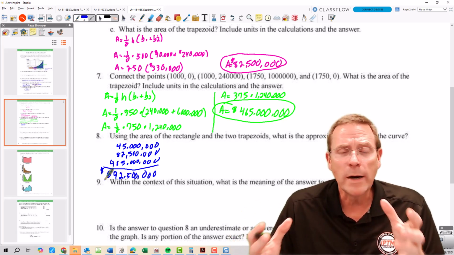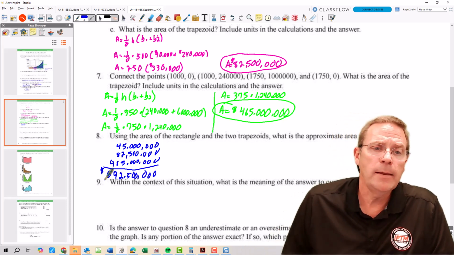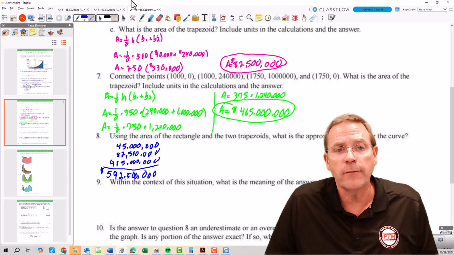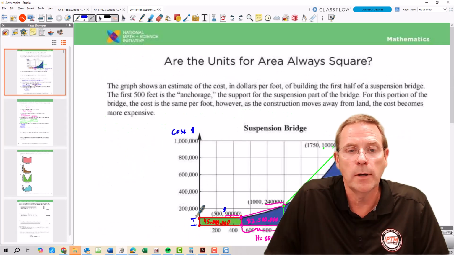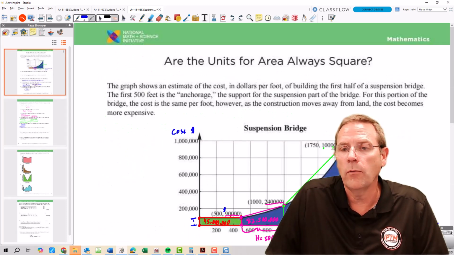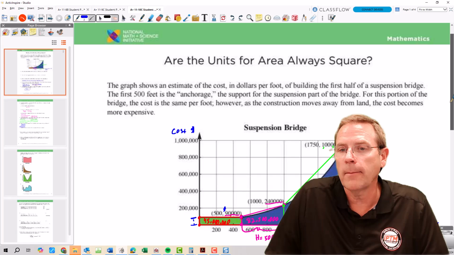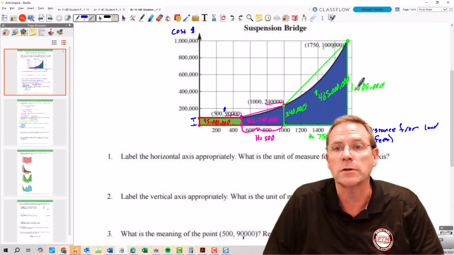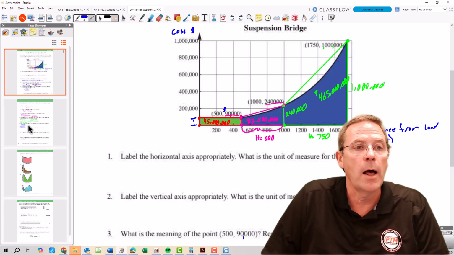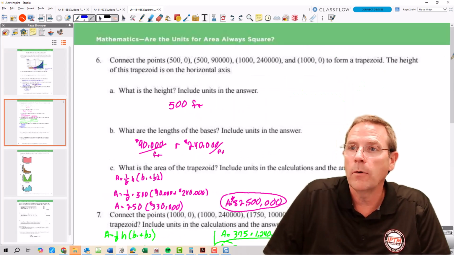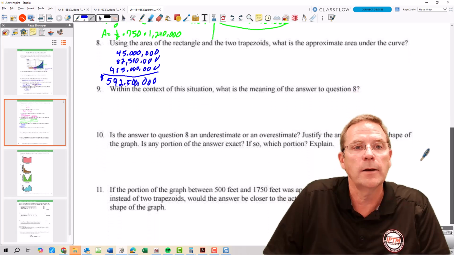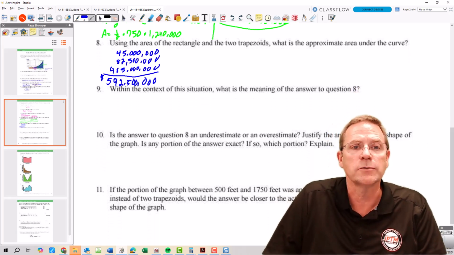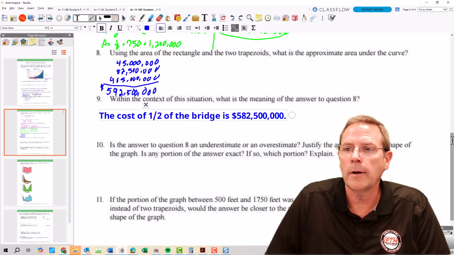Question is, what does it mean? That means that the first half of that bridge, the cost of building from this point all the way over to that peak point, which is the center, the halfway between the two shores, is going to be that colossal amount of, what was it, 592,500,000. And I typed that in right there.